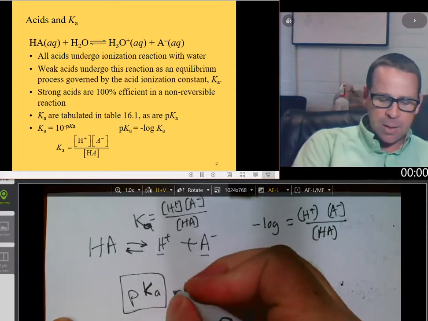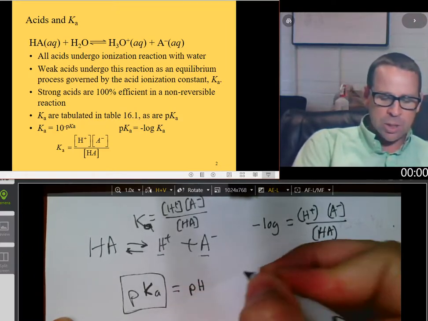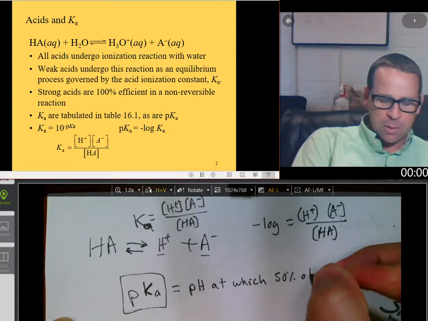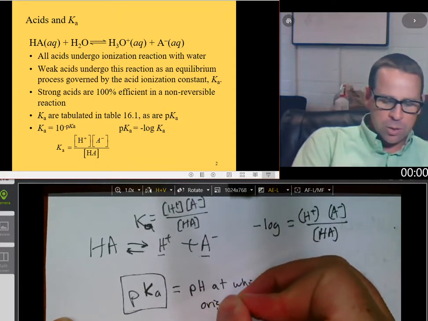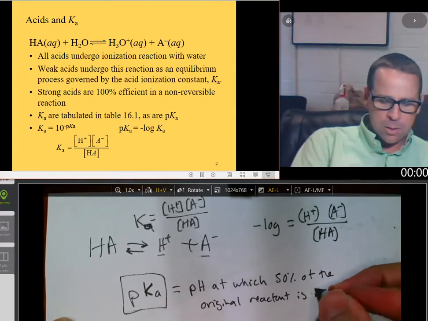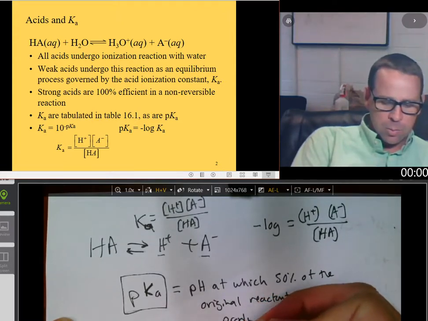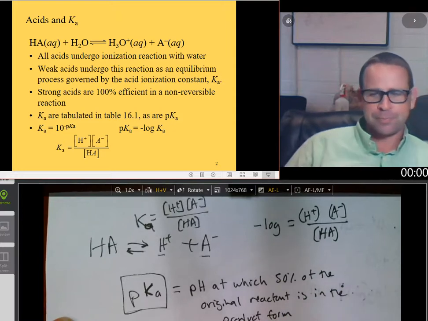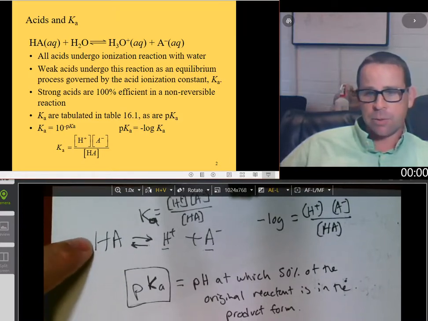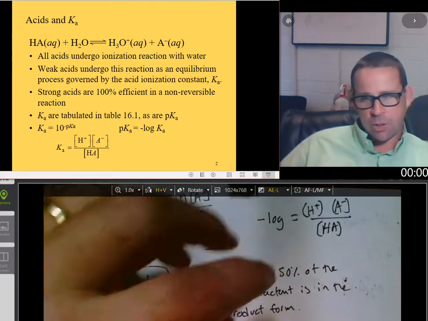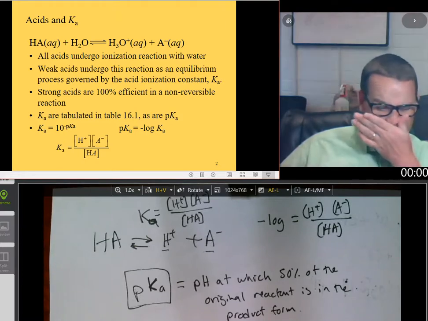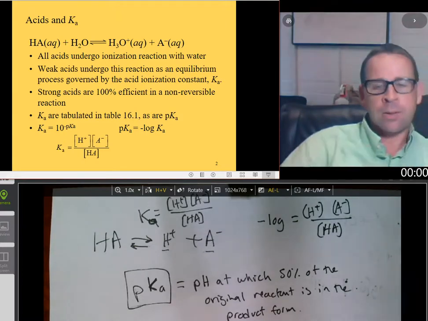And then that pKa now is the pH at which 50% of the original reactant is in the product form. And thus, 50% of the original reactant is still as the original reactant. So half of these have dissociated when you are at that special pH. Okay? All right, so we'll show how we use that in a bit.